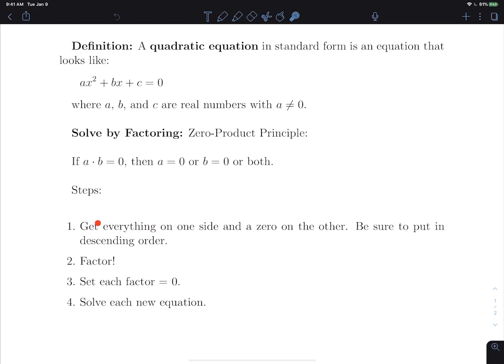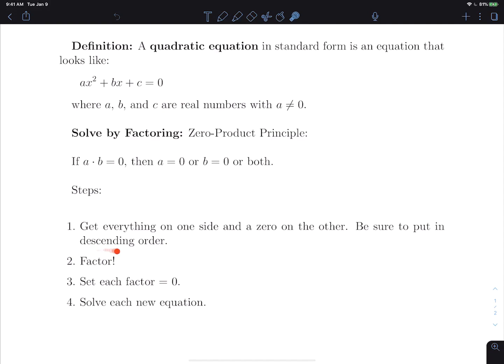So these are the steps that we're going to use in order to solve by factoring. The first step is to get everything on one side and a 0 on the other, and be sure to put it in descending order. What we mean by that is, put the x squared term first, then the x term if it exists second, and then the c term last if it exists. So these two are optional. The x squared term must exist.